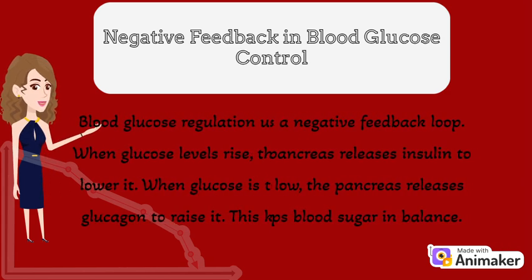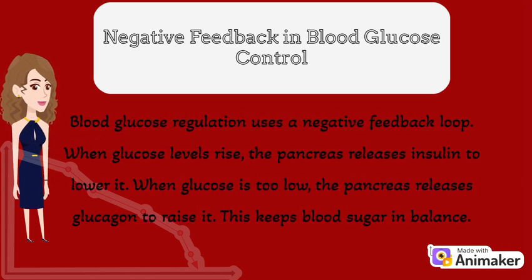Here, blood glucose regulation uses a negative feedback loop. When glucose levels rise, the pancreas releases insulin to lower it. When glucose is too low, the pancreas releases glucagon to raise it.